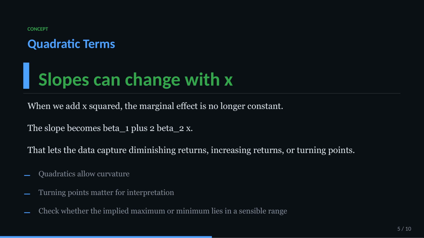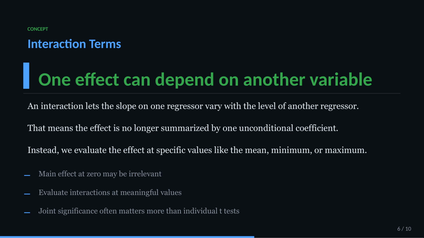That matters especially when the quadratic implies a turning point. A wage equation with experience and experience squared might say the return to experience rises for a while and then flattens or turns negative. But if that turning point occurs in a range where the data are sparse or economically implausible, the specification may be suspect. So interpretation is not only algebra, it is also a reality check.